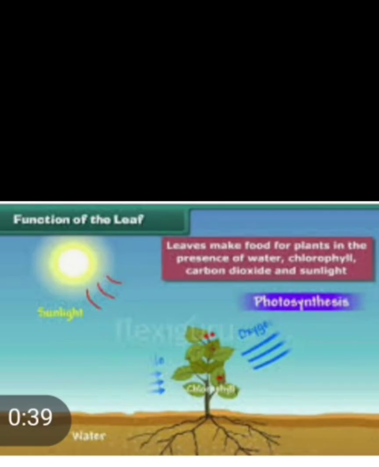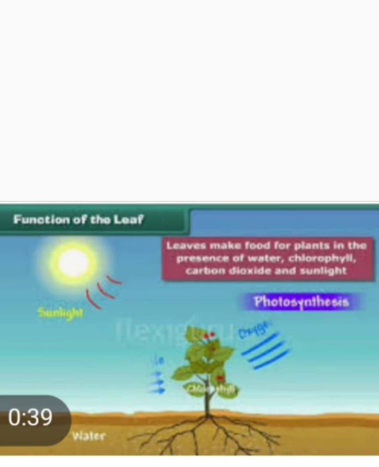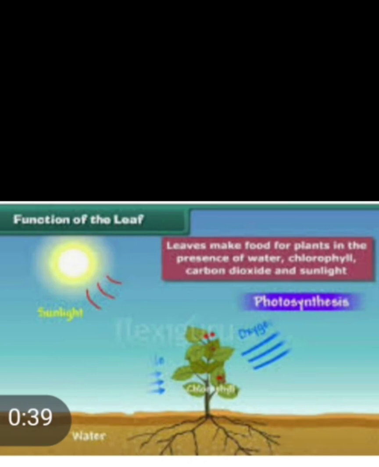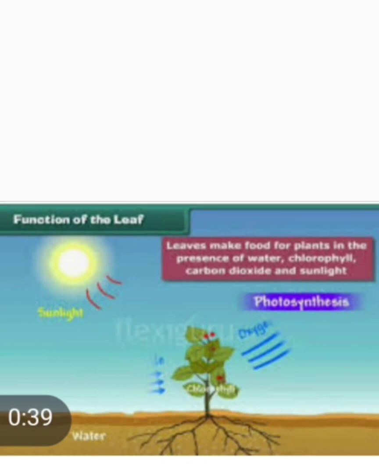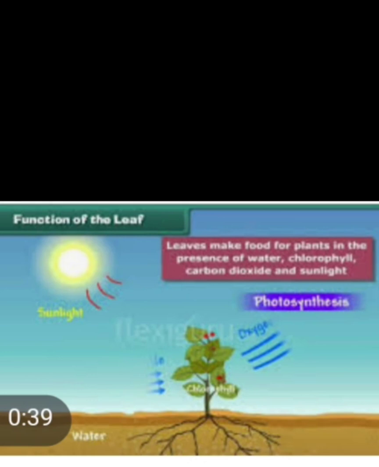Functions of leaf. Photosynthesis. Photosynthesis is unique to green plants. It supplies food to the plants and oxygen to other forms of life. The leaf, in the presence of sunlight, with the help of the green coloring pigment chlorophyll, water, and carbon dioxide, prepares starch food.